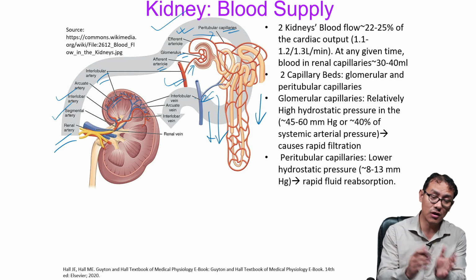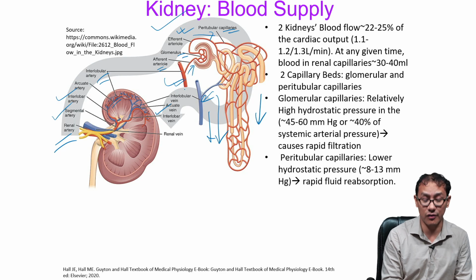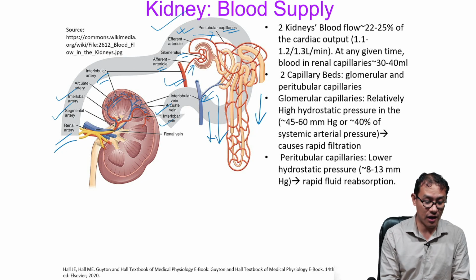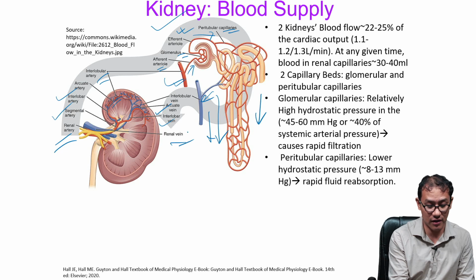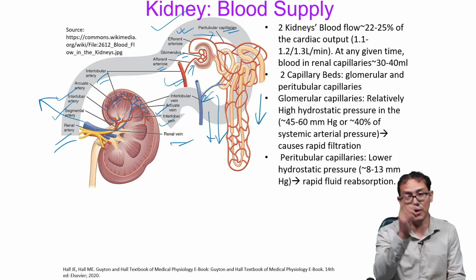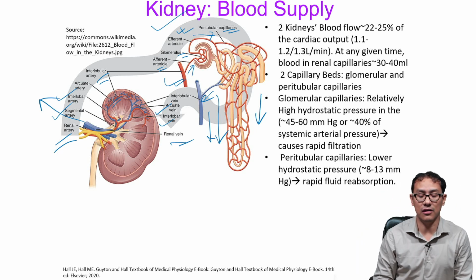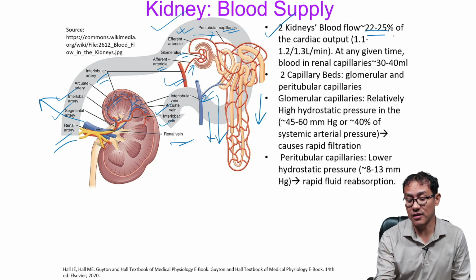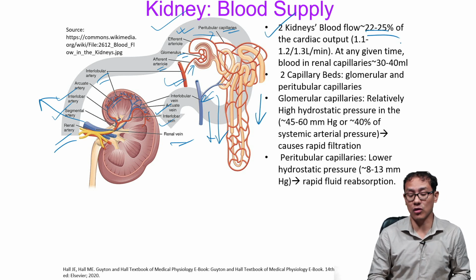From the capillaries you can see that the blood drains into what is known as the interlobular vein, from the interlobular vein to the arcuate vein, from the arcuate vein to the interlobar vein, and from the interlobar vein into the renal vein, and from the renal vein it will go to the vena cava.